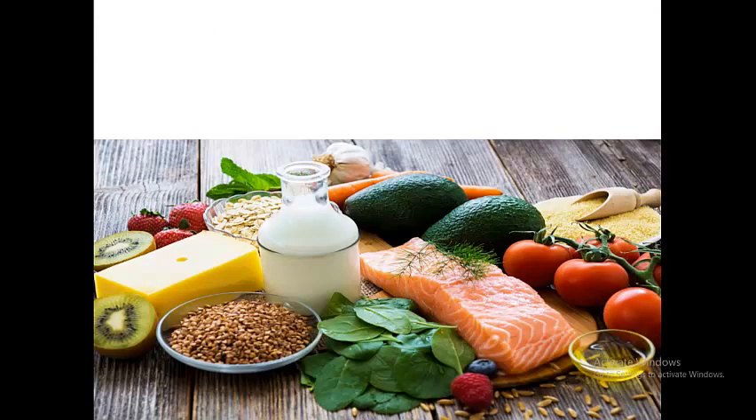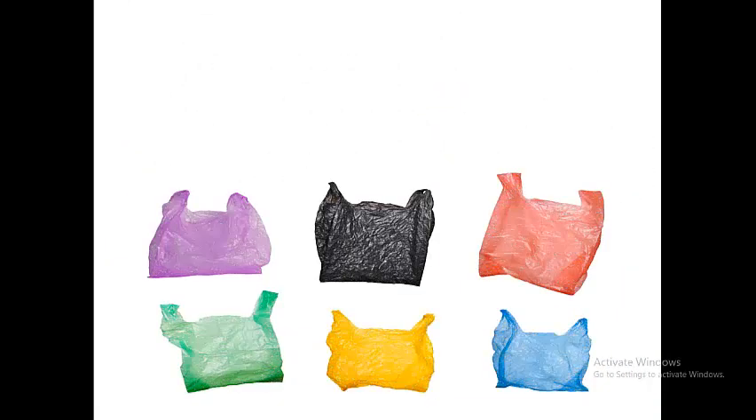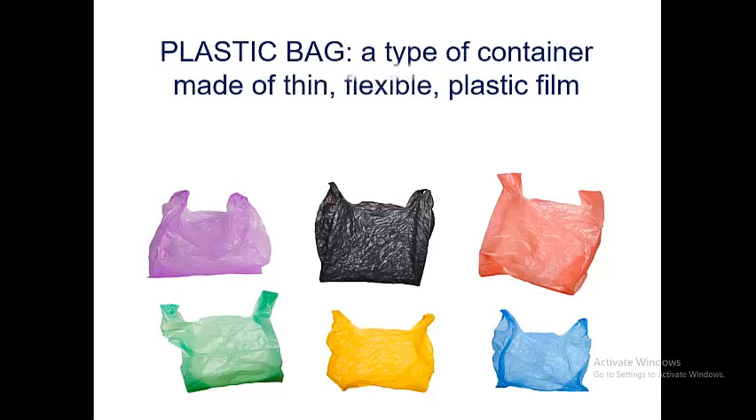And the next one is a kind of food. Yes, a lot of people are using this food to promote their health very much, and we call it organic food. Organic food is food that is produced by methods that comply with the standards of organic farming. And the next one is plastic bag. A plastic bag is a type of container made of thin, flexible plastic film.